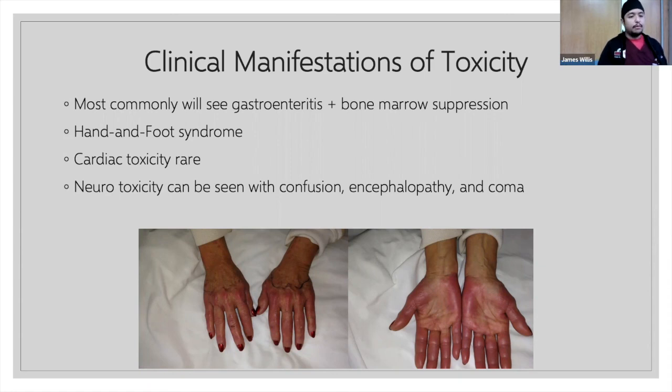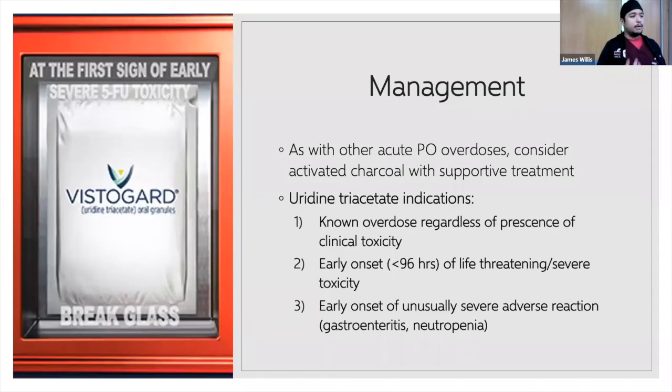Now, the management for this type of toxicity, as with other PO overdoses: if a patient comes in with an intentional overdose of their capecitabine, which is the oral form, you could consider activated charcoal. But the main antidote for this type of toxicity would be uridine triacetate. The way it works is that in the gut it will be acetylated and essentially form the uridine whose production is being blocked by the 5-FU or the capecitabine. And so it provides a new source for DNA and RNA synthesis.